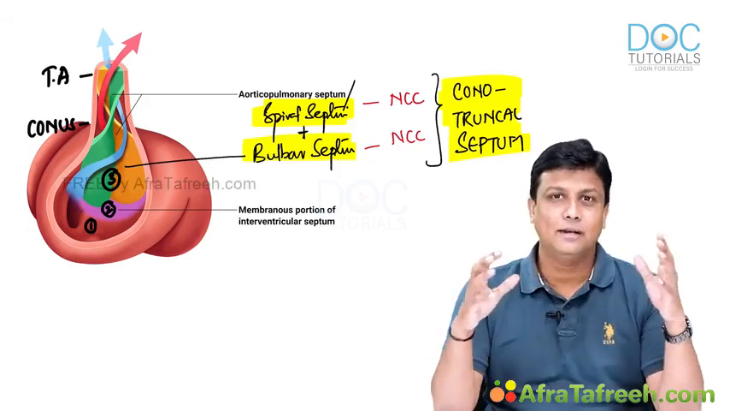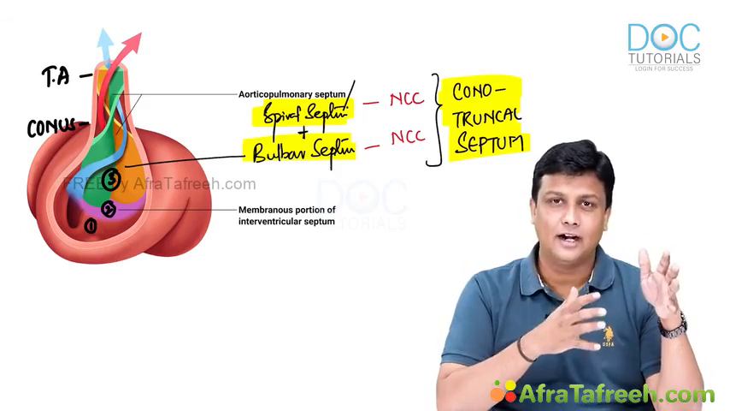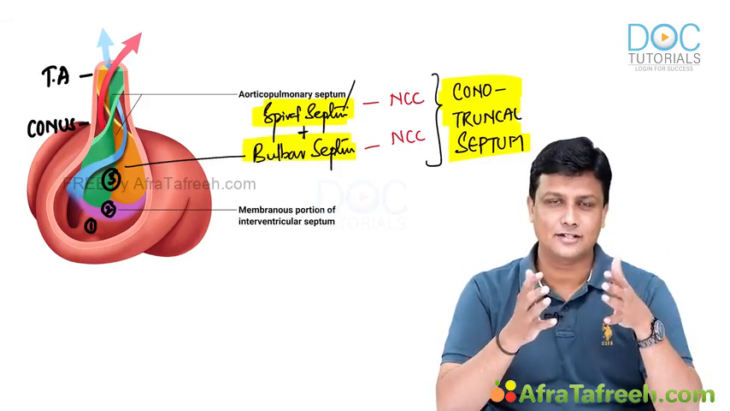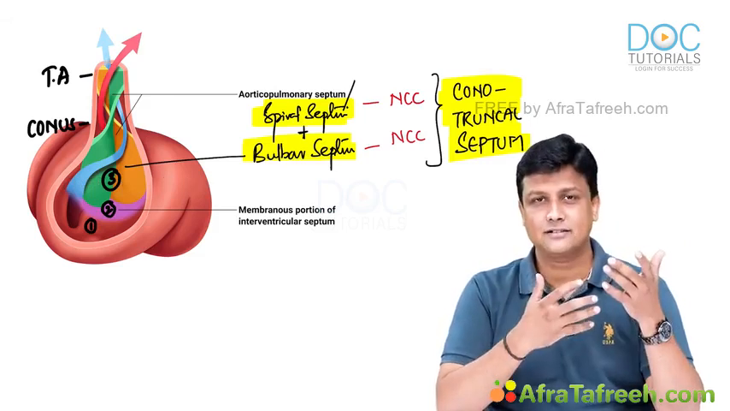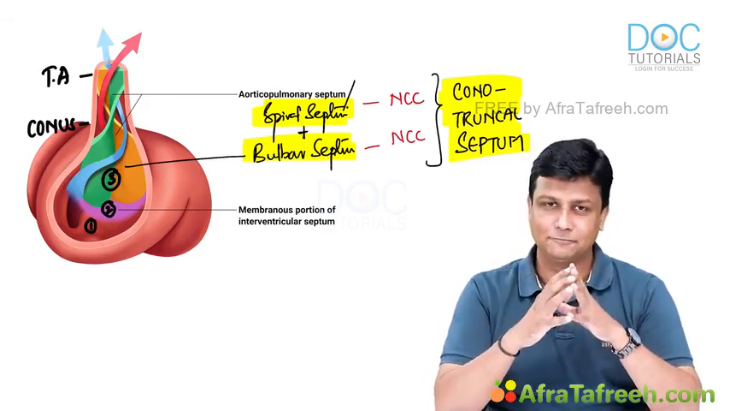So according to our planning, we are done with development of heart, development of interatrial septum and ventricular septum inside that. Now we have to learn about the development of arterial system and development of the venous system one by one. Thank you.